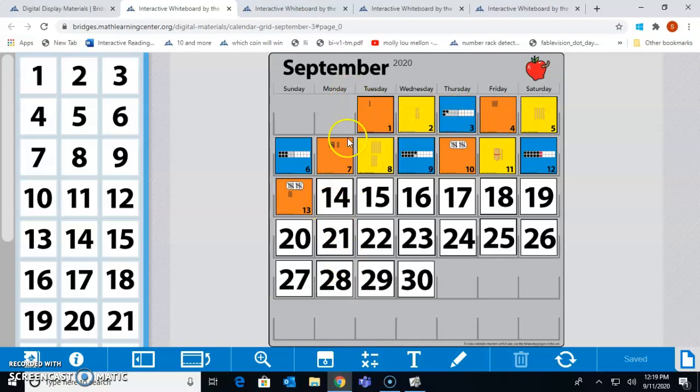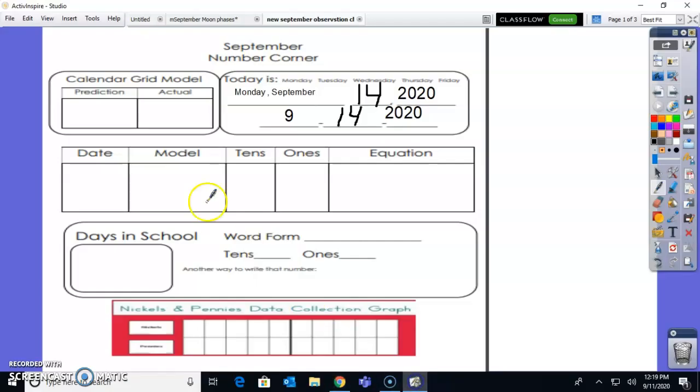We have an idea of what our pattern is. So make your prediction. What do you think today is going to be? Is it going to be tally mark, popsicle sticks, dots on 10 frames? Which one? Go ahead and write your prediction right there. I'm not going to make a prediction today. I want you to make a prediction.